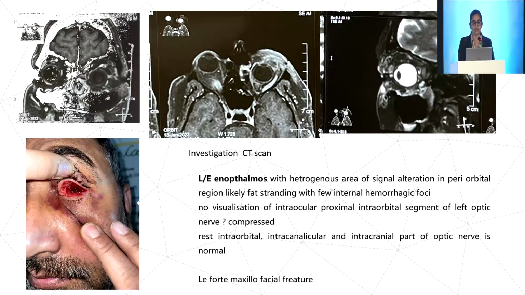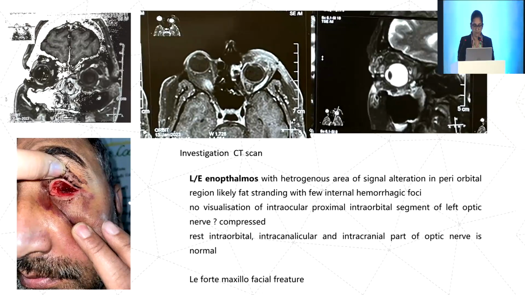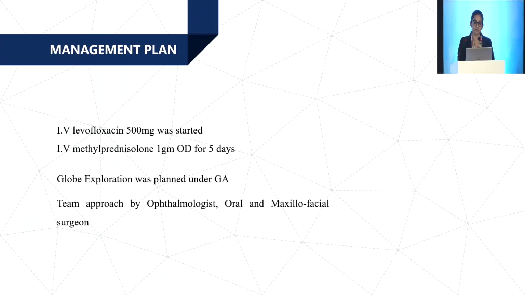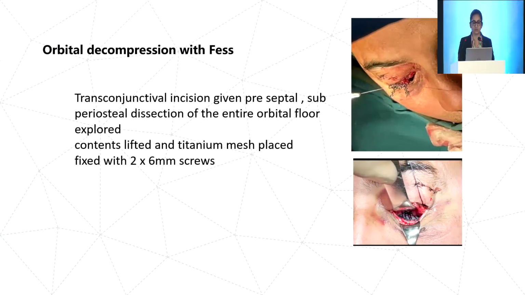A CT scan was done that gave us the finding of left eye enophthalmos with a heterogeneous area of signal attenuation with fat stranding and hemorrhagic foci. The intraocular and the proximal part of the left optic nerve could not be visualized and the rest of the optic nerve was within normal limits. Our management was to start with IV levofloxacin 500 milligram for 5 days and IV methylprednisolone was started, and globe exploration with a team approach of an ophthalmologist and oral and maxillofacial surgeon was planned.